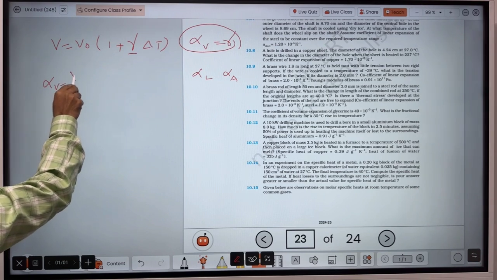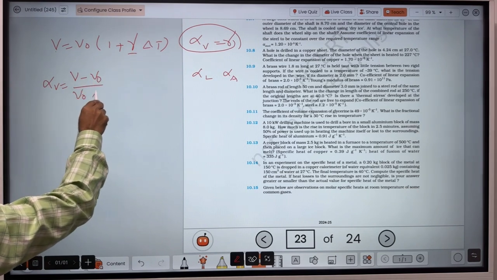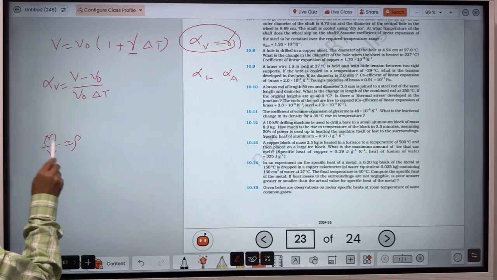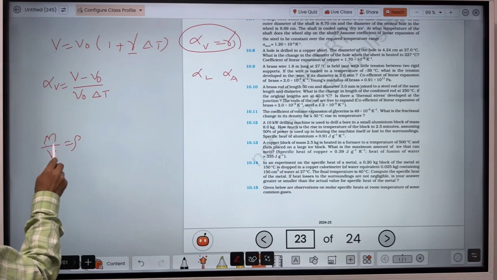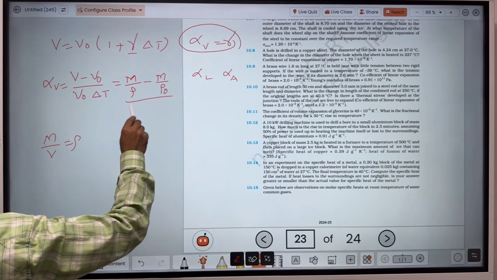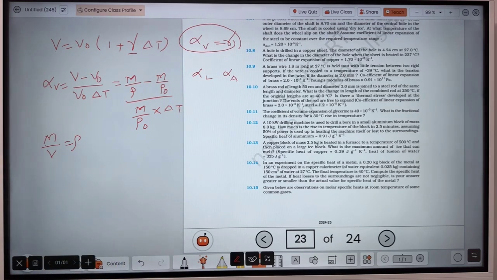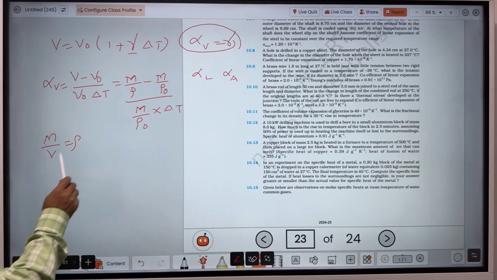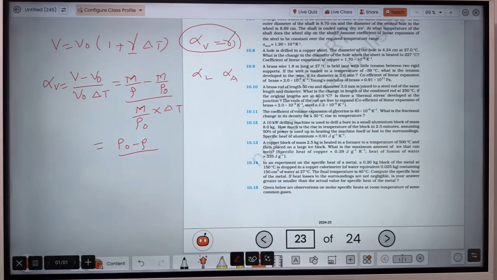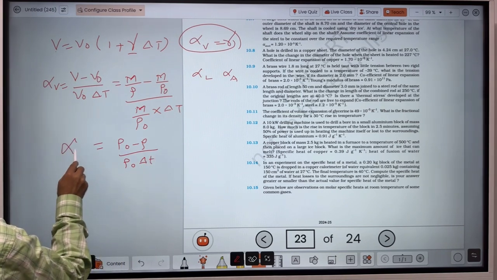We can evaluate gamma or alpha V. That will come out to be V minus V0 divided by V0 times delta T, right? And then if you remember, mass upon volume equals density. Here volume is given, so volume will be mass upon density. So we can write m upon rho minus m upon rho 0, divided by m upon rho 0 times delta T. Up to here there is no doubt. Now m can be removed and we can rearrange it. So it will become rho 0 minus rho divided by rho 0 into delta T, correct? So you have got alpha V.